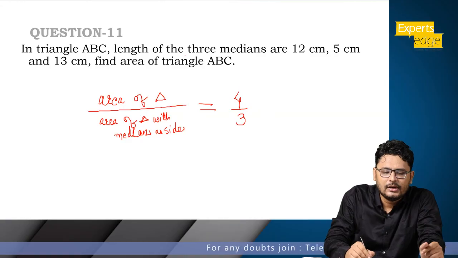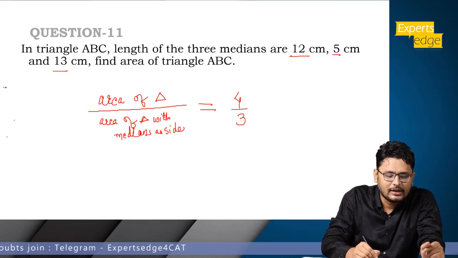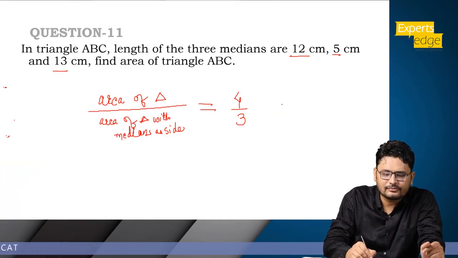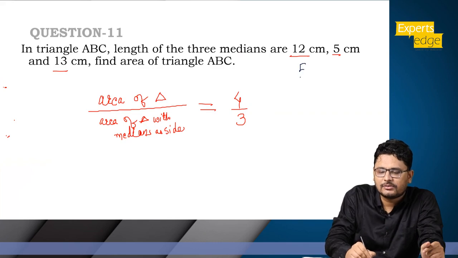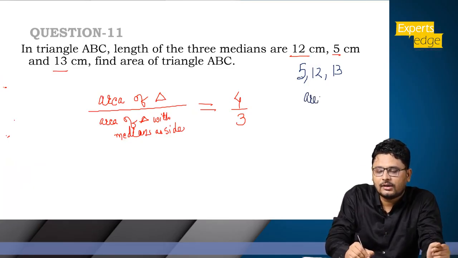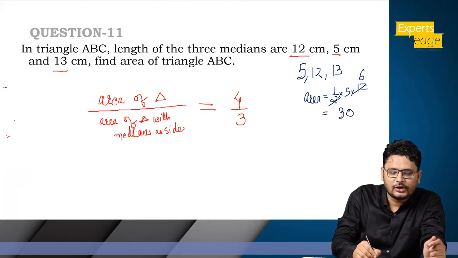And what he has given: lengths of the 3 medians are 5, 12 and 13. So if I make a triangle with these, basically he has given us the denominator. Its area will come. What will he use, Heron's? No. Do you remember? This is nothing but a Pythagorean triplet. As soon as I knew 5, 12, 13 is a Pythagorean triplet, that is 5 square plus 12 square equals 13 square, its area is half into base into height, so half into 5 into 12. Those who have missed it, please watch my last video on Pythagorean triplets. We did it in great detail. So 5 times 6 is 30, so the denominator I got is 30.